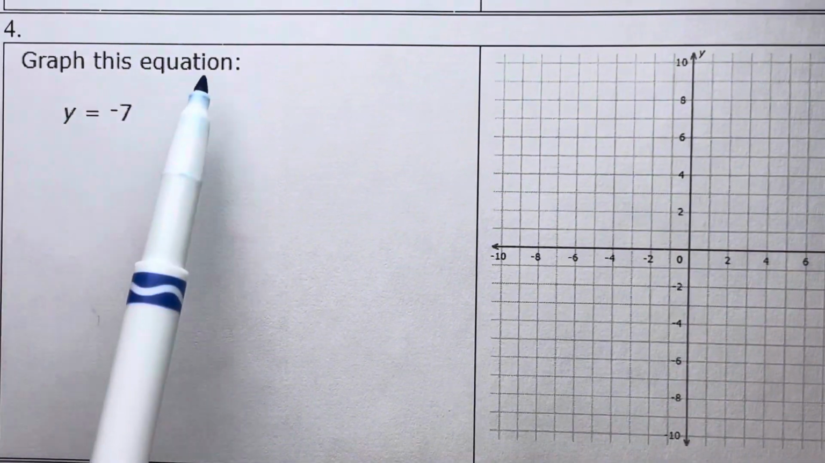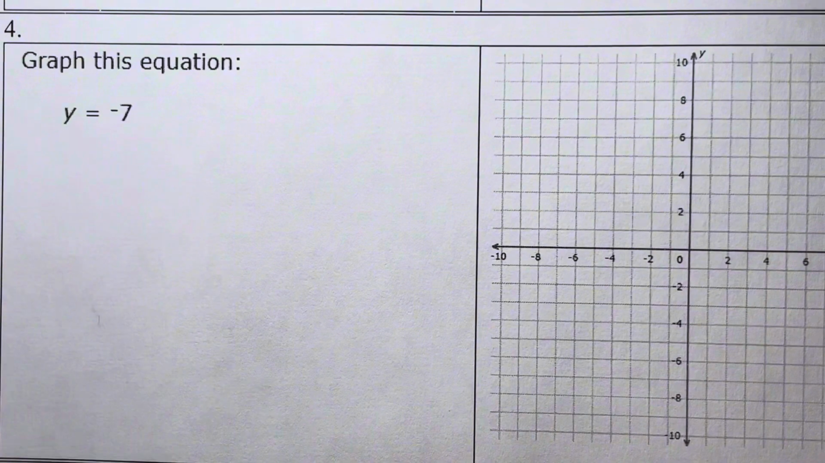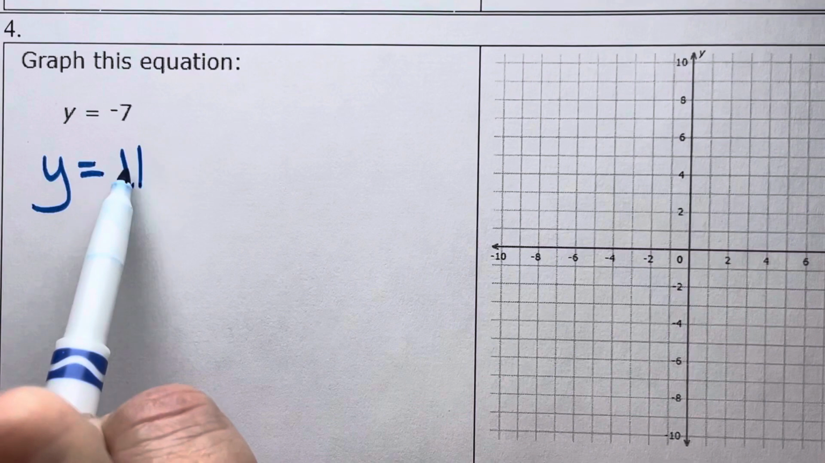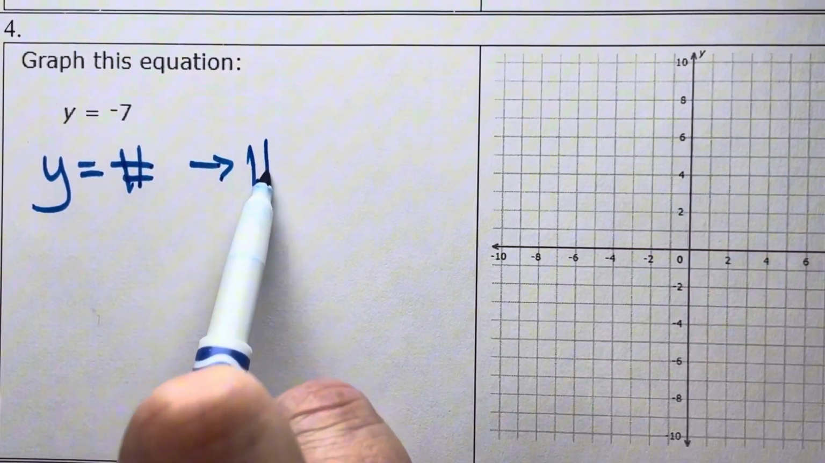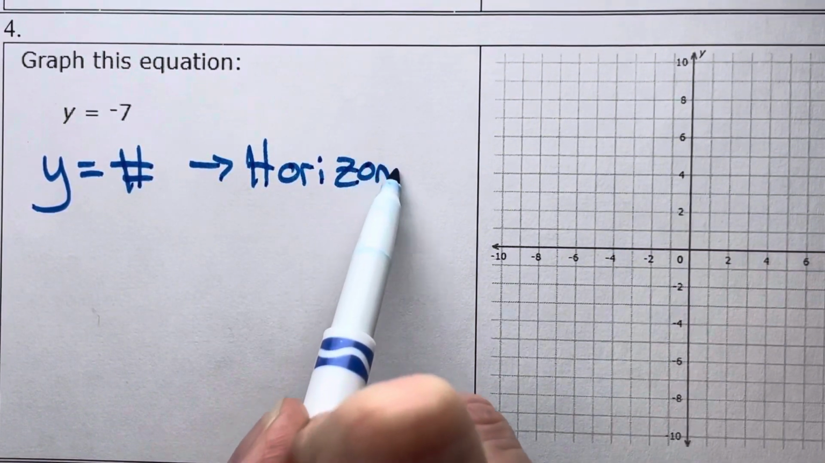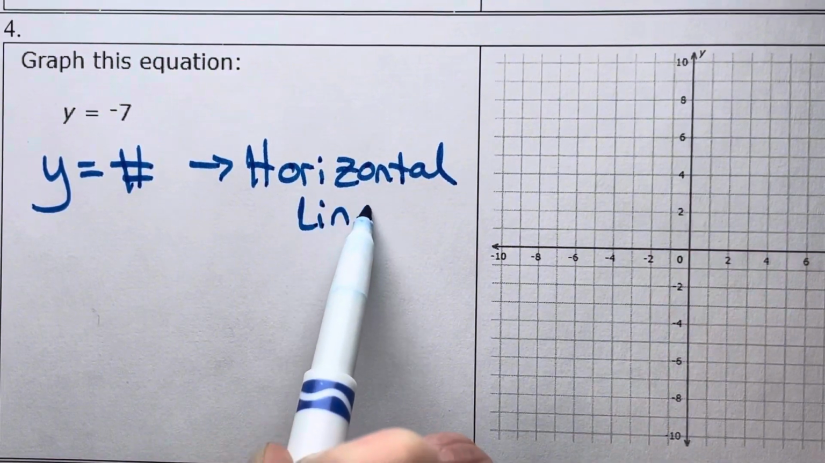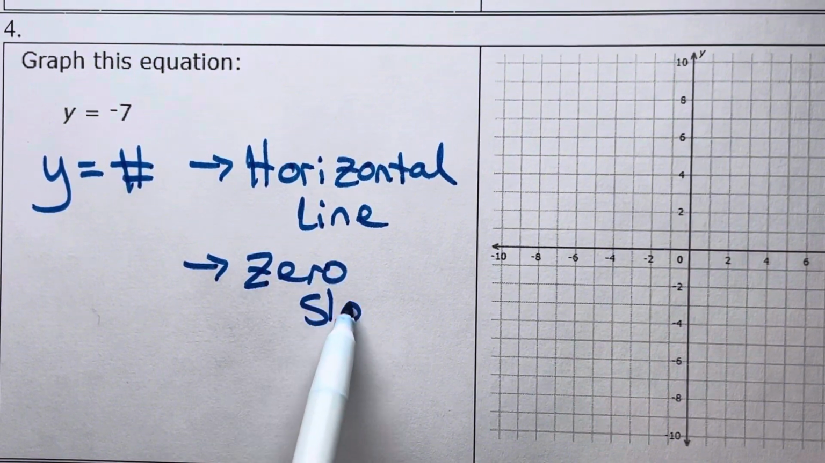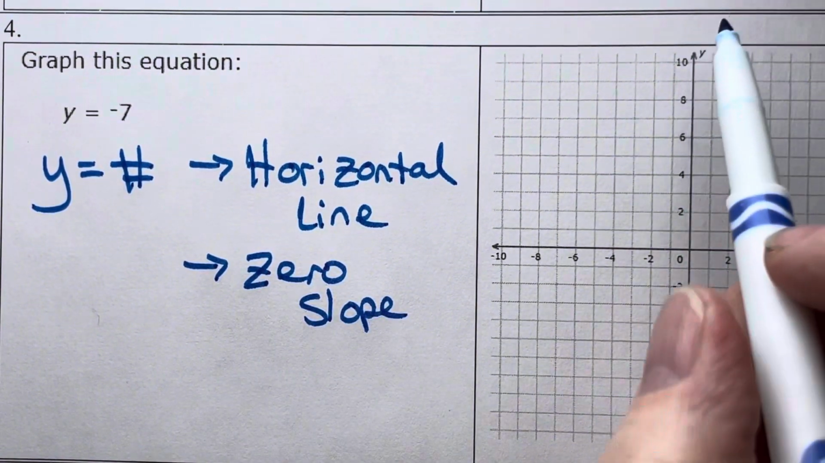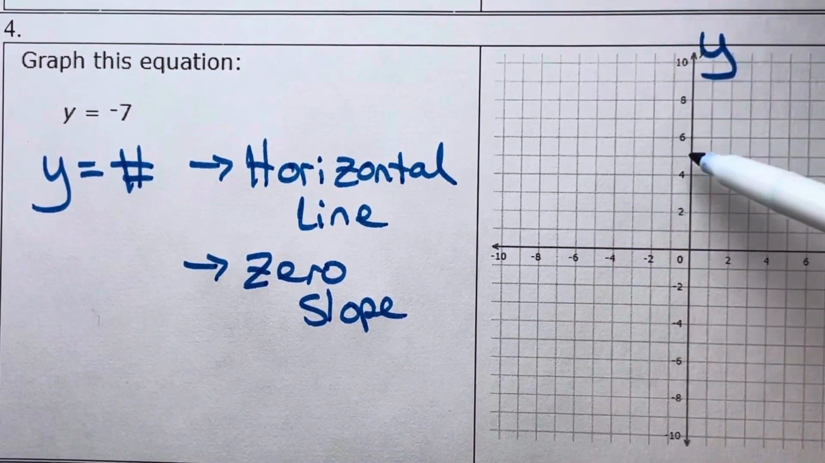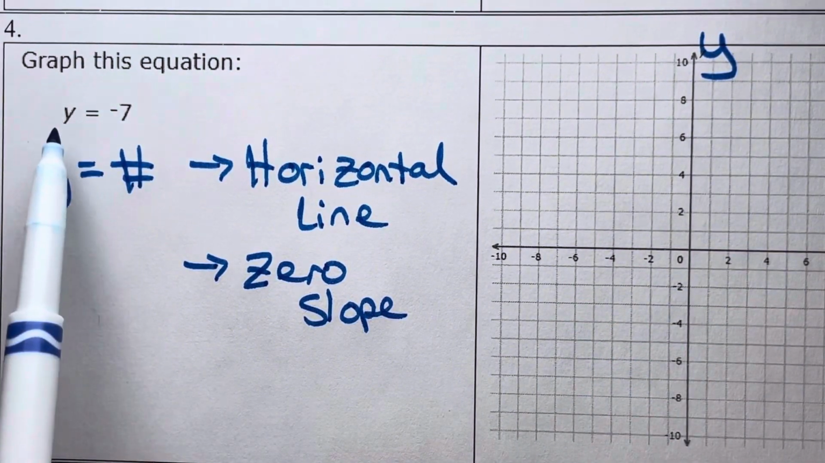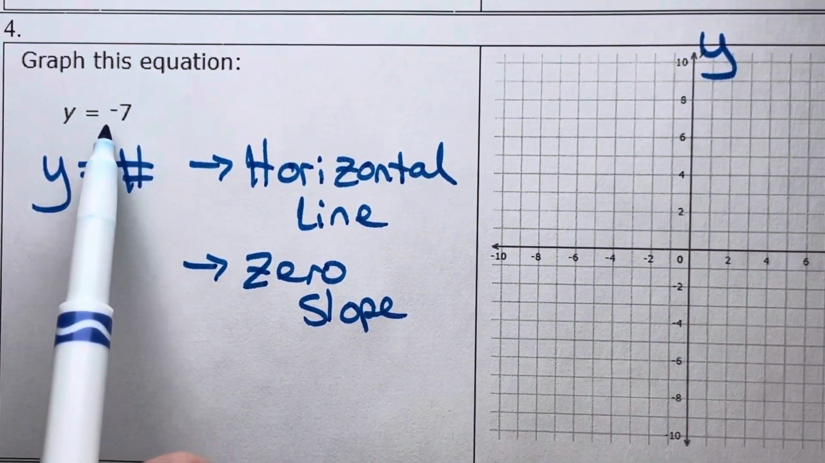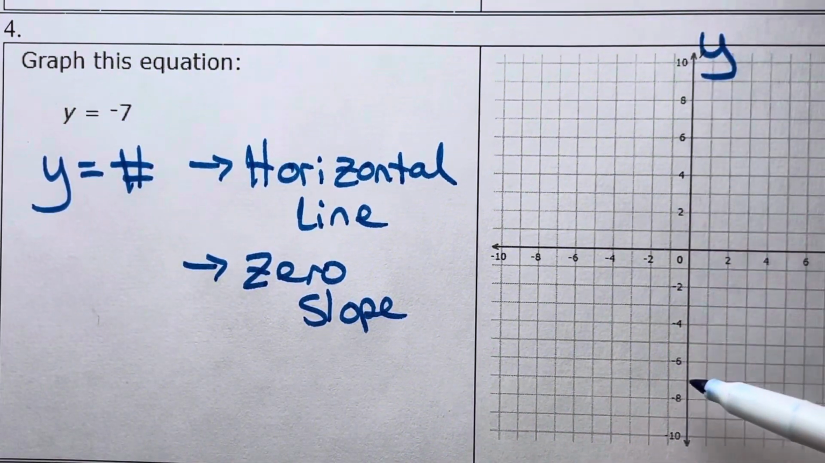Example 4. We're going to graph the equation of y equals -7. We learned in the introduction that all equations that are y equals a number are always horizontal lines. And we learned that all horizontal lines have 0 slope. So our y-axis is here in the center, nice and vertical. And we know to use it because our equation is y equals. So let's go find our -7 on the y-axis.